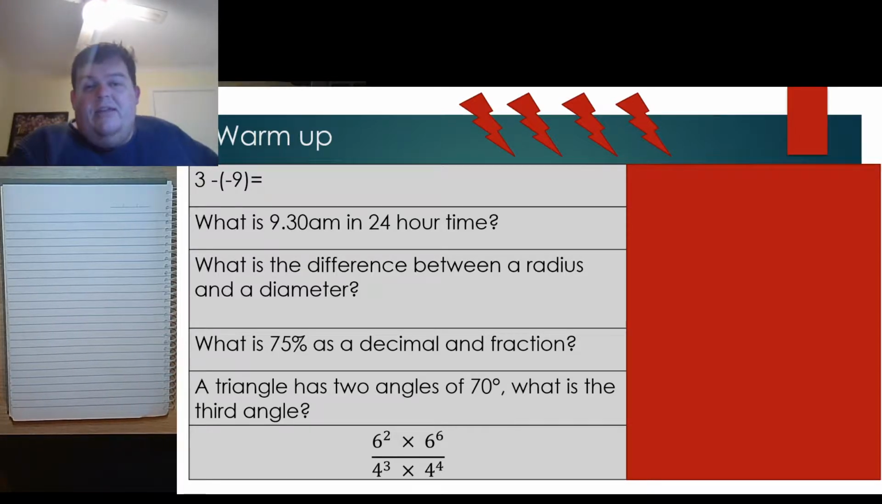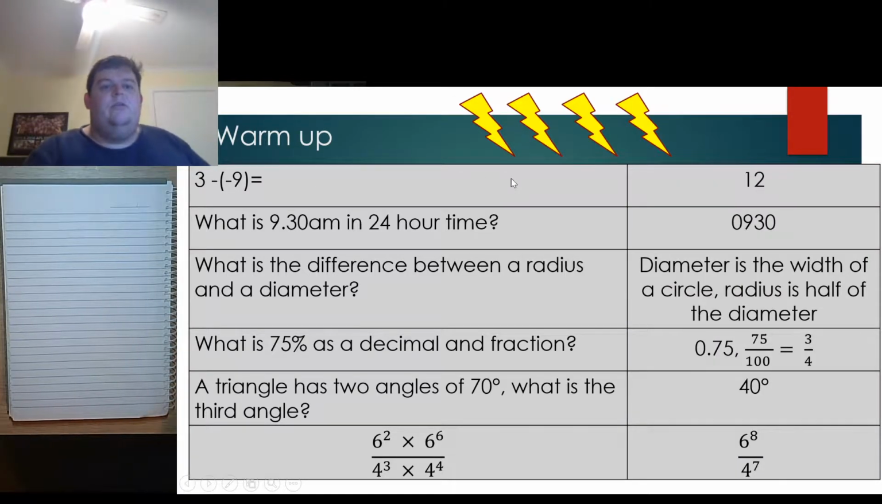3 minus negative 9 is the same as 3 plus 9, which is 12. 9:30 a.m. in 24-hour time starts at midnight. So 9:30 a.m. is 9 hours and 30 minutes after that, meaning 0930.